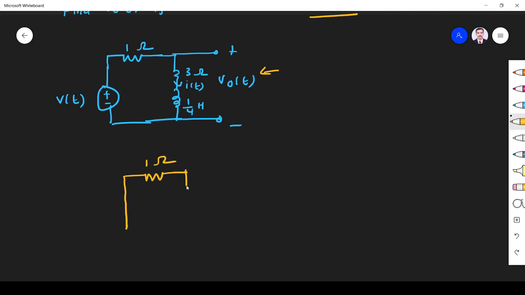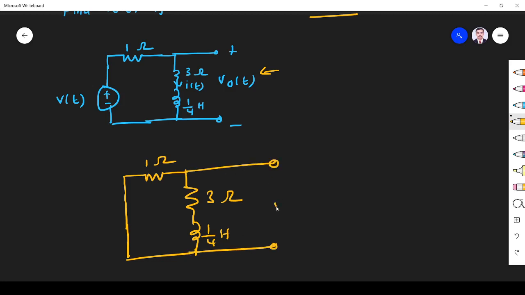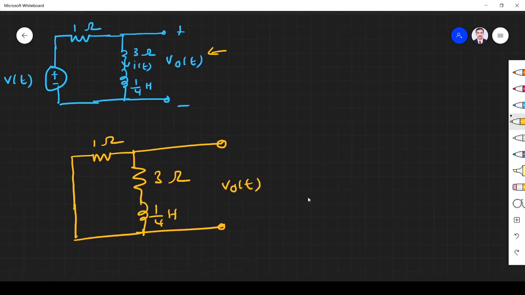1 ohm, 3 ohm, then 1 by 4 Henry. So I have to find this Vo of t, right? Before we find V, we have to find i. Then only we can find i into R, that is equal to V. So let us find the i of t value.